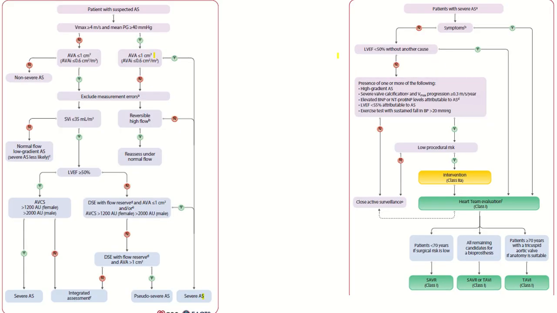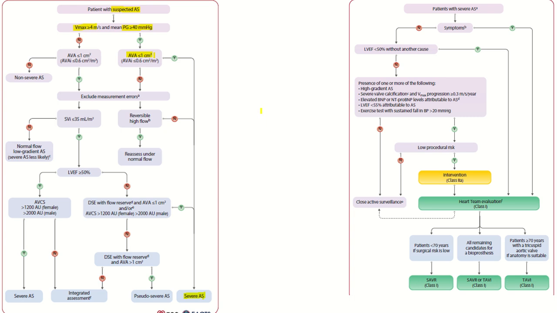The ESC guidelines demonstrate that whenever you suspect aortic stenosis, you have to evaluate the gradient across the aortic valve. High gradient, demonstrated by high Vmax and high pressure gradients, prompts evaluation of the aortic valve area. So high gradient and low aortic valve area, lower than 1 centimeter, demonstrate that this patient has a severe aortic stenosis. So we have diagnosed this patient with severe aortic stenosis.